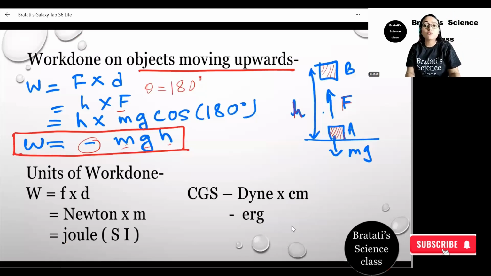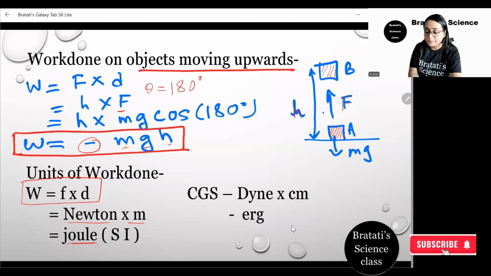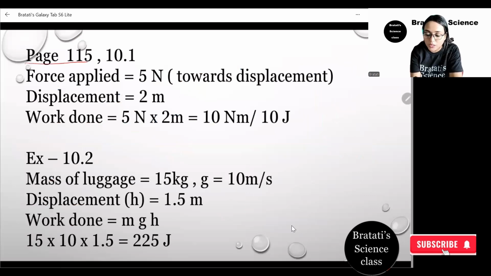Now, what is the unit of work we are talking about? W equals F into D is the formula. For force, the SI unit is Newton and the CGS unit is dyne. And D is the distance or displacement, considered in meters in SI and centimeters in CGS. So the work unit will be Newton into meter, which we call Joule in SI, and dyne into centimeter, which we call erg in CGS. So we know the SI unit of work done is joule, and the CGS unit of work done is erg.